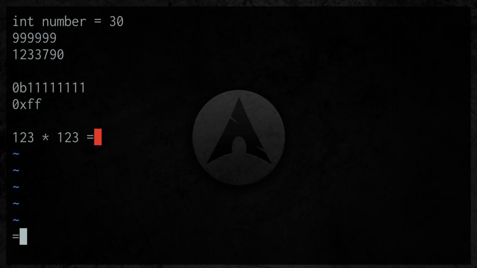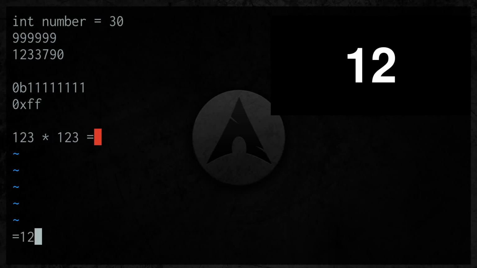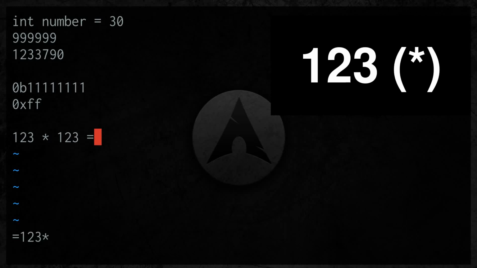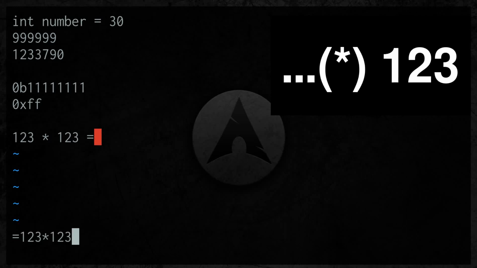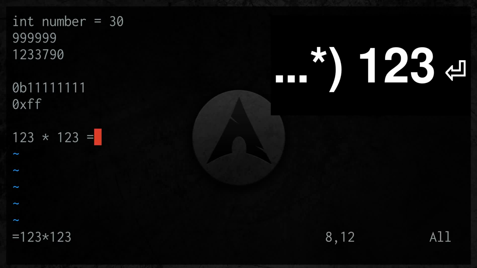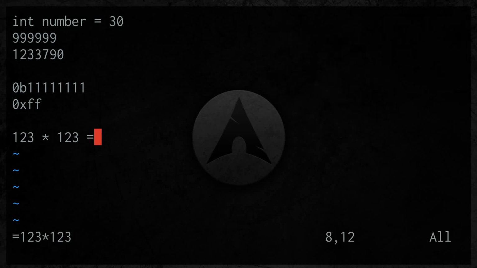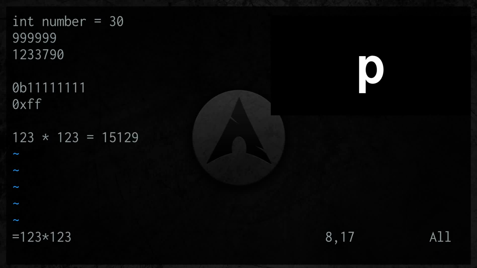Now type the expression you want to evaluate and follow it with enter. So in our case, 123 multiplied by 123, enter. Nothing happens. Did we do something wrong? No. Just type P like paste and you will get the content of the expression register.